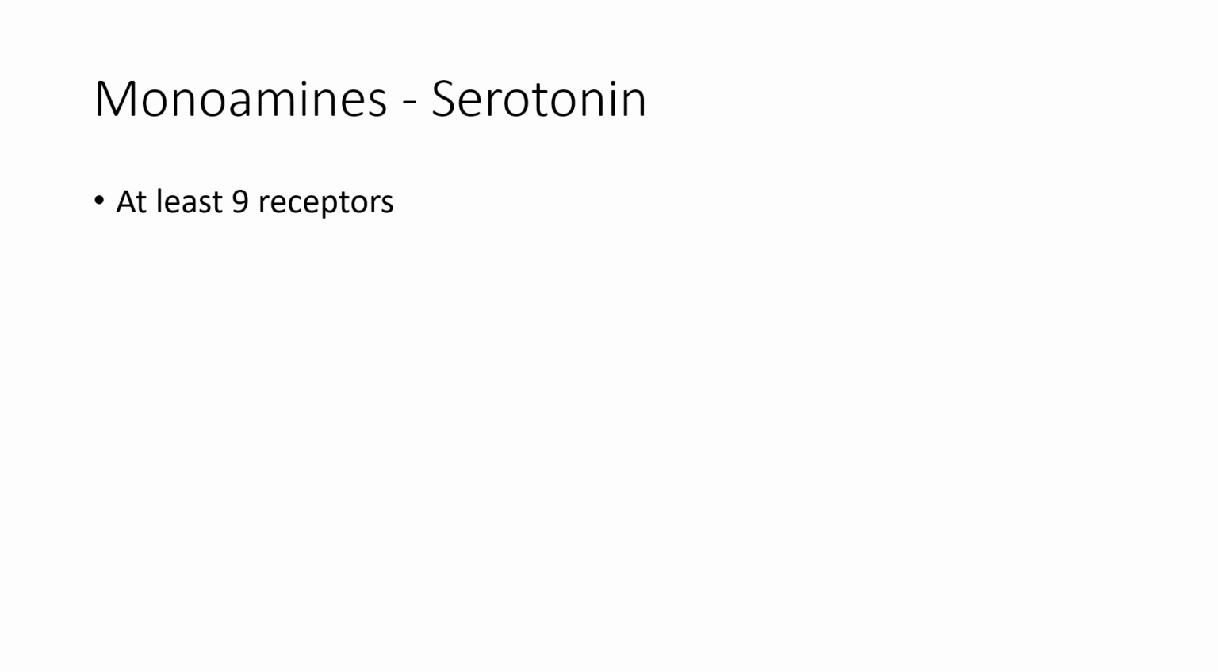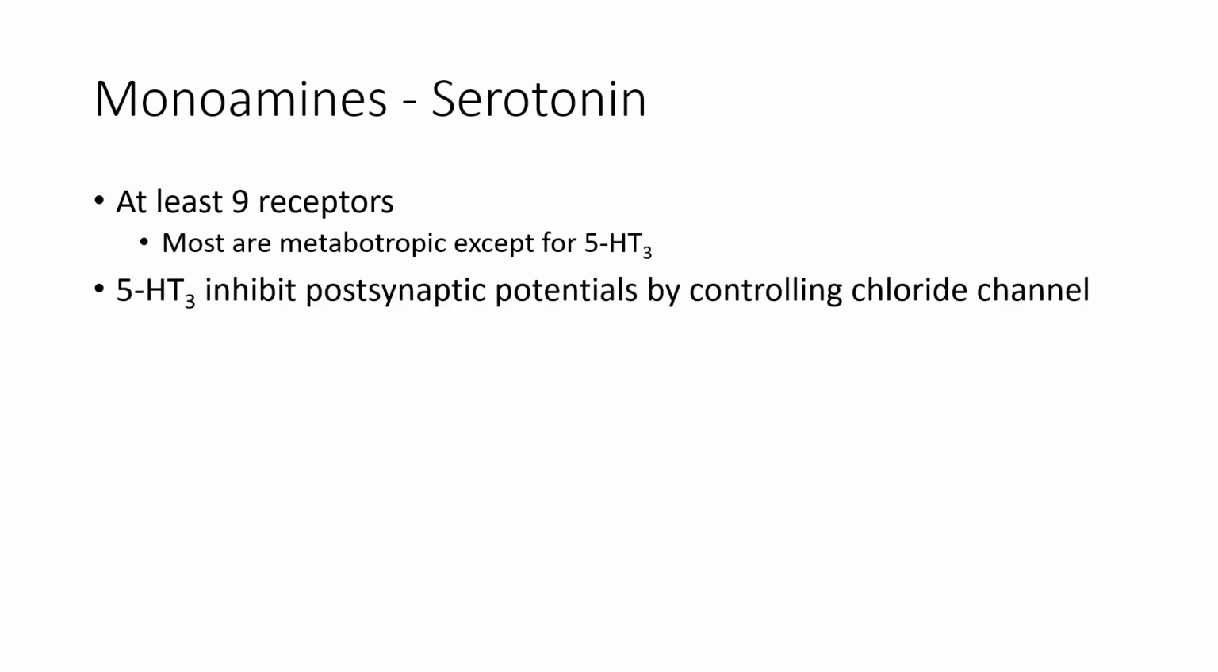We know of at least 9 different receptors for serotonin. Most are metabotropic, meaning that binding with serotonin doesn't automatically open those ion channels. There's an additional step there. So most of them, again, are metabotropic, except for one, which is called 5-HT3. This one is ionotropic.